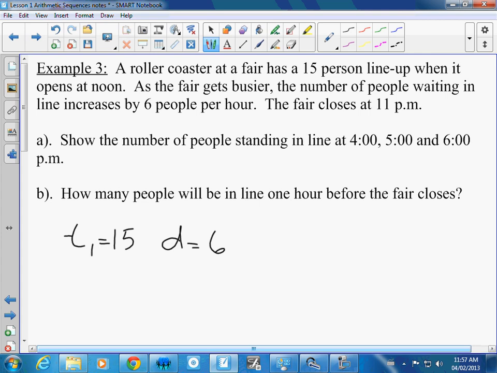I'll give you all this stuff in a minute. Okay, and the fair closes at 11. So what we want to know is the number of people standing in line at 4 o'clock, at 5 o'clock, and at 6 o'clock. Now, this is where it gets a little trickier because you're kind of trying to decipher all this information.